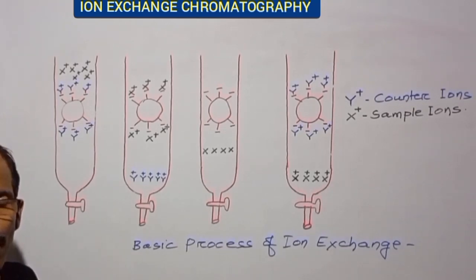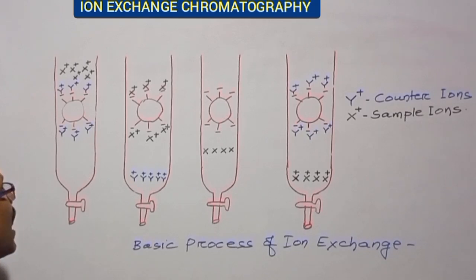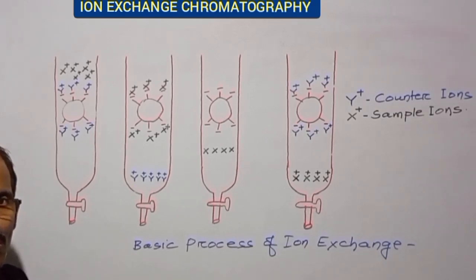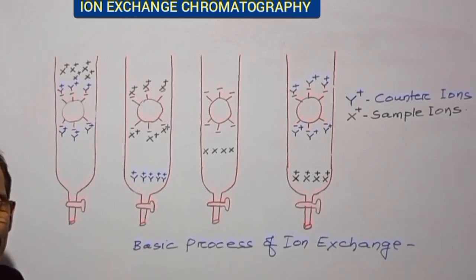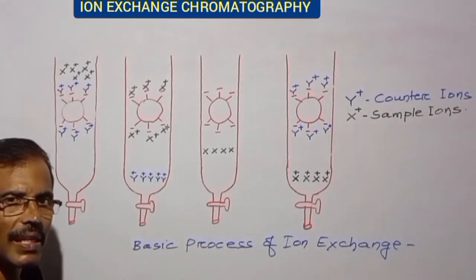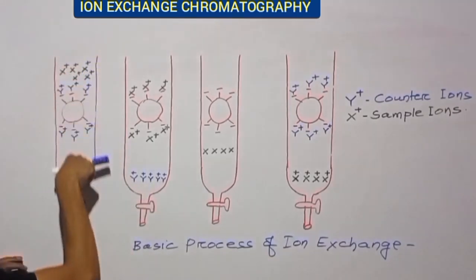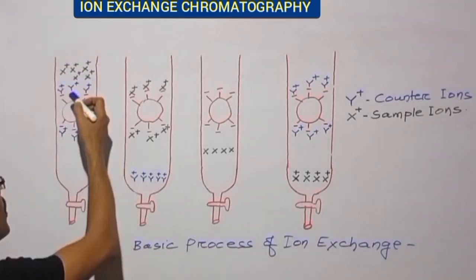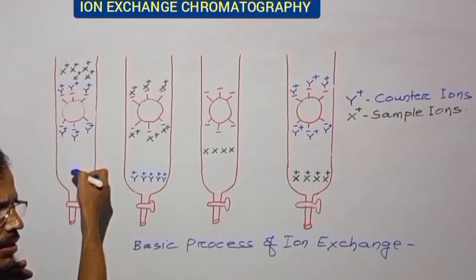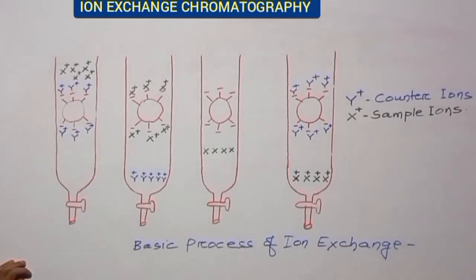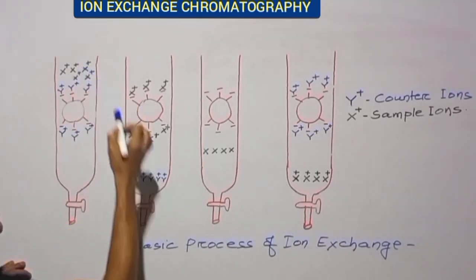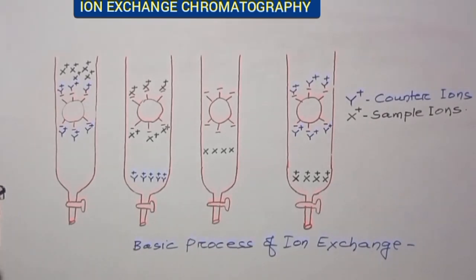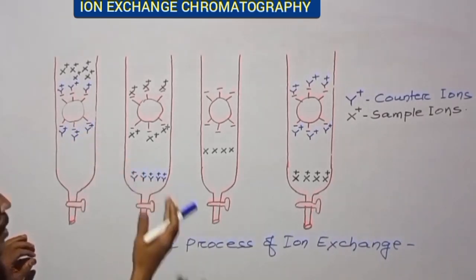We want to separate a charged compound X+ from a sample mixture. The compound is present in positively charged form, so we can separate it by cation exchange chromatography. So when we apply the sample mixture on the top of the column, the sample components will migrate downward. During downward migration, the charged compound X+ will exchange site with the counter ions Y+.